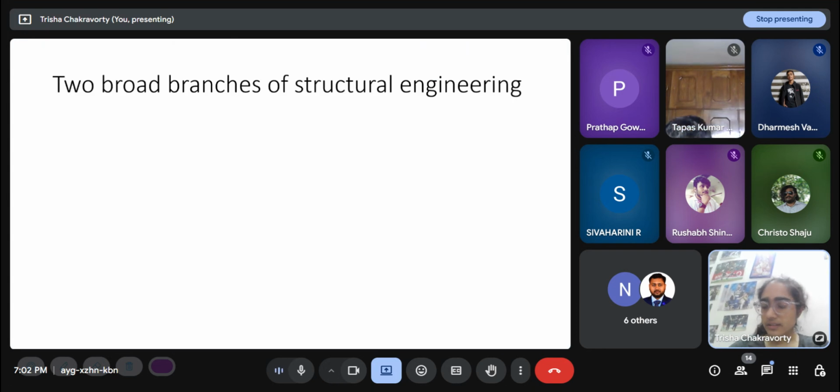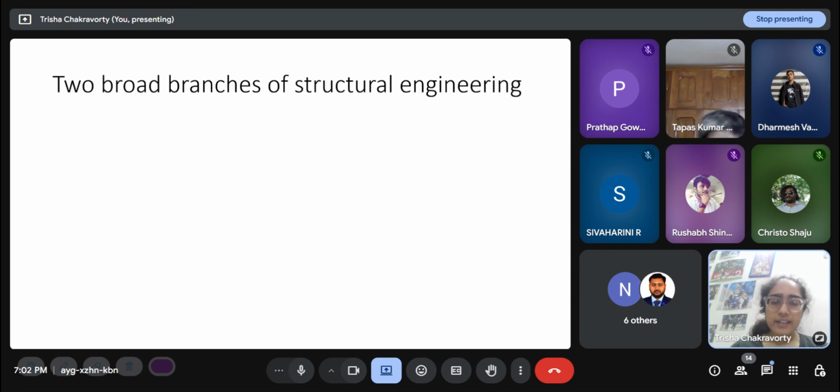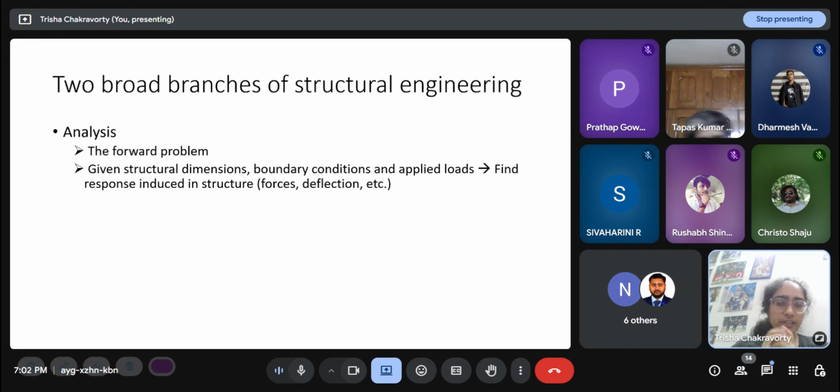Now, design of steel structures is a part of the specialization structural engineering under civil engineering, and there are two broad branches of structural engineering. The first is analysis. Analysis is basically the forward problem. It means that I am given the structural dimensions, the boundary conditions, the loading conditions, everything. I have all the information about the structure, and I want to find out the response induced in the structure due to the loading. The response can be in terms of forces, deflections, stresses, strains.